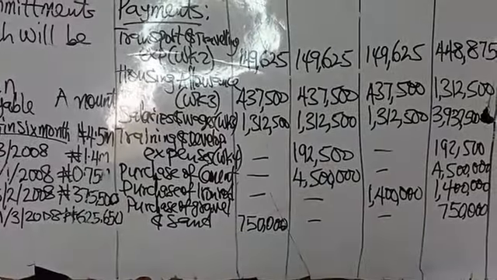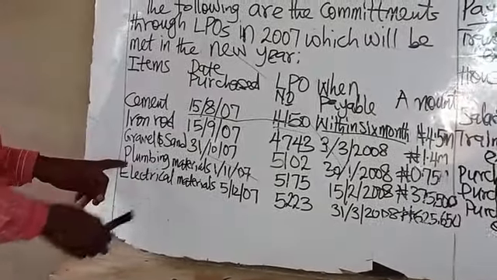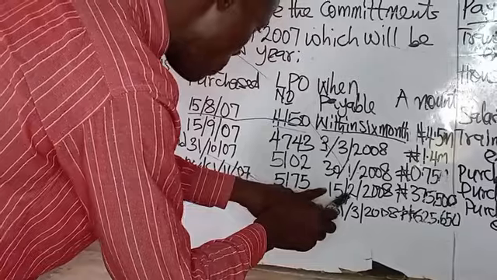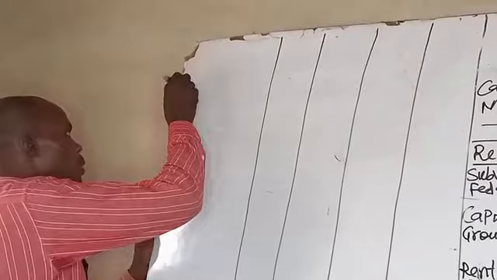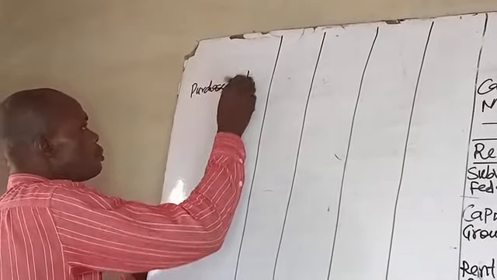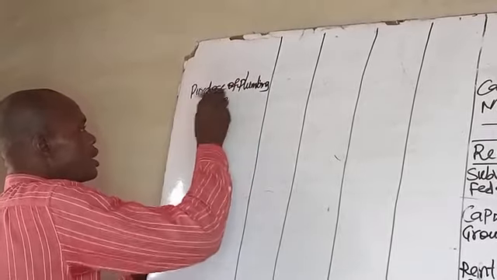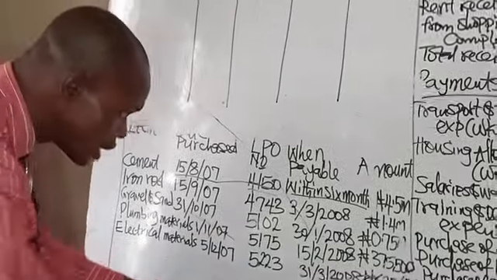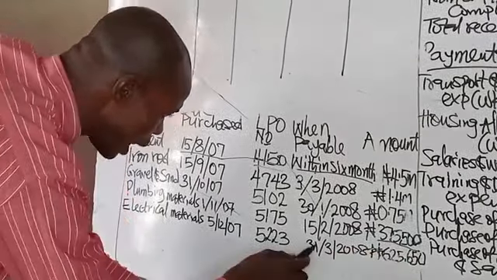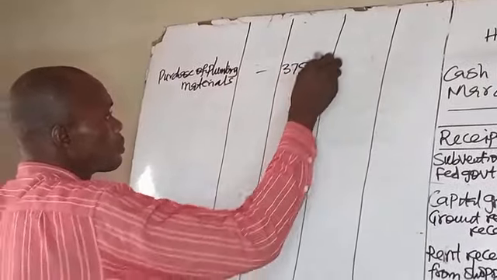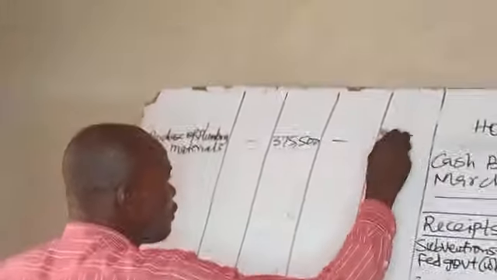Then we also have purchase of plumbing materials, and that is 375,500, which will be paid for in February 2008. So you were told the amount is 375,500, and that will be paid in February 2008.